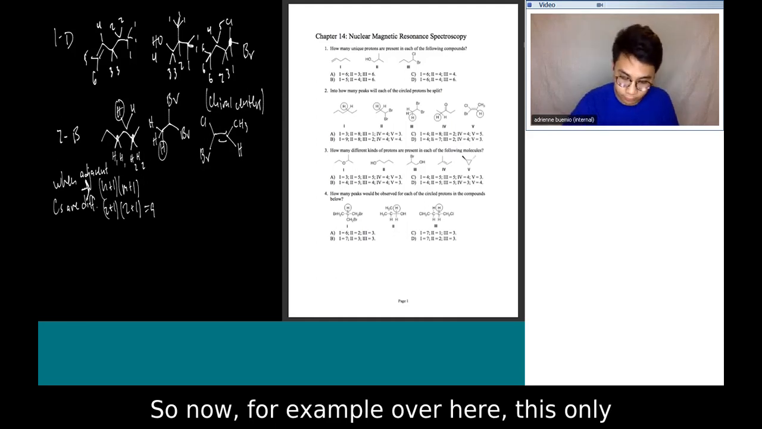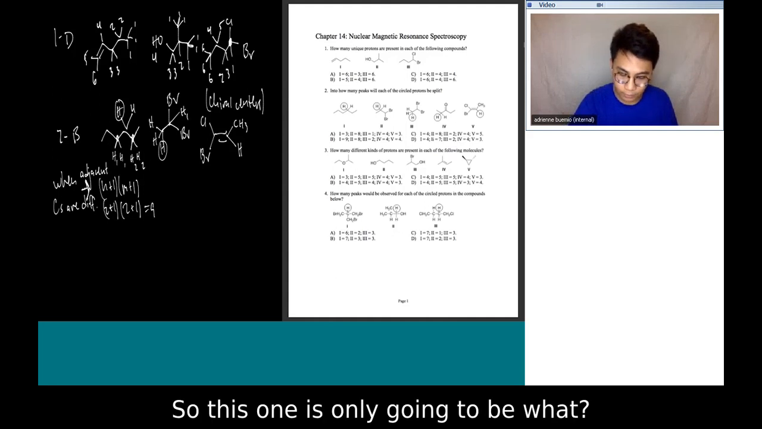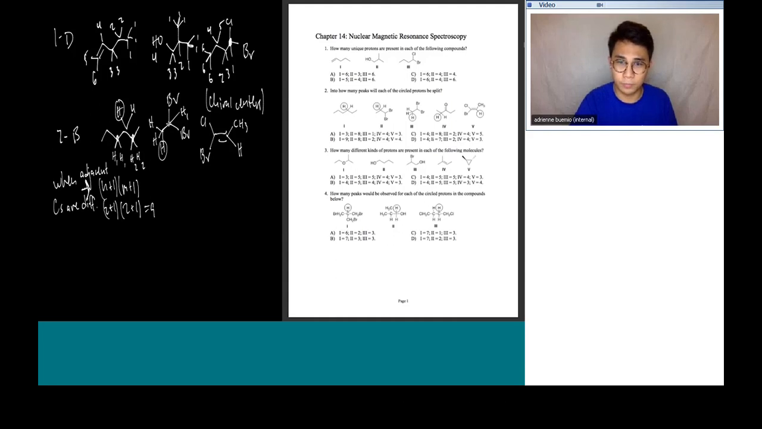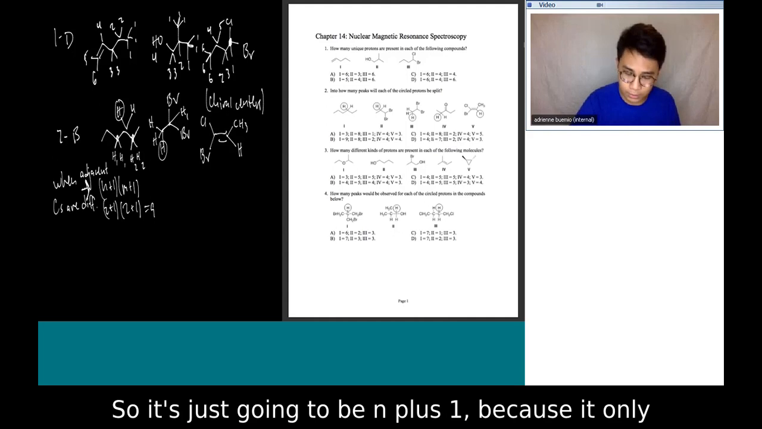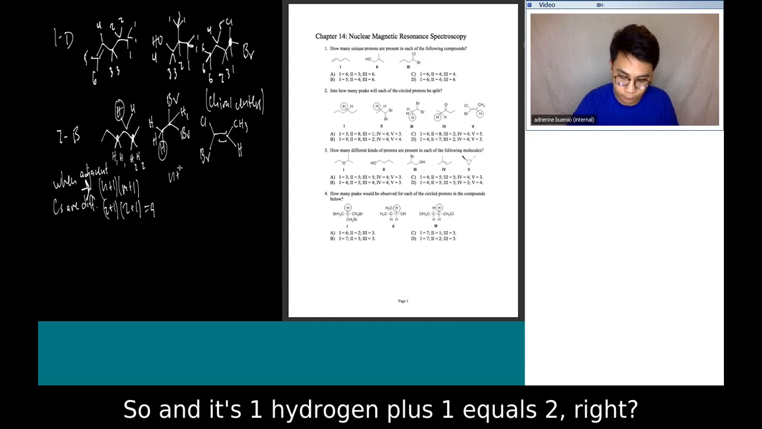So now, for example, over here, this only has one adjacent H over here. So this one is only going to be what? And this is the third one. So it's just going to be n plus 1 because it only has one adjacent carbon, right? So, it's one hydrogen plus 1 equals 2, right?